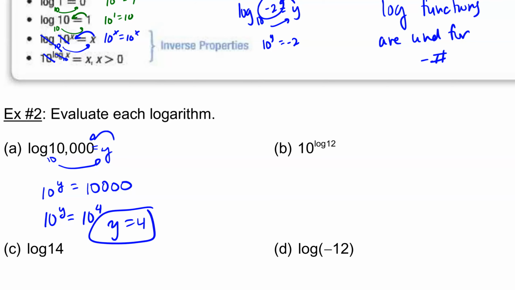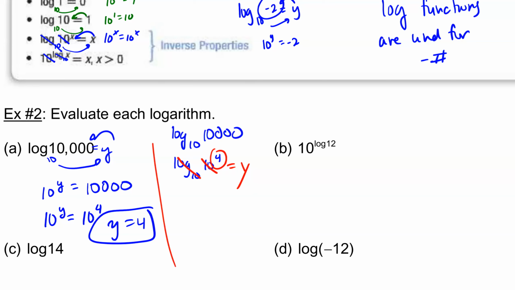Another way to think about this: we have log base 10 of 10,000. Well, you can just write that as log base 10 of 10 to the 4. You have the same base, and then the base raised to an exponent. It's just going to be whatever the exponent was. So that's the second way of solving. I like this left way. It just is very methodical, very clear.